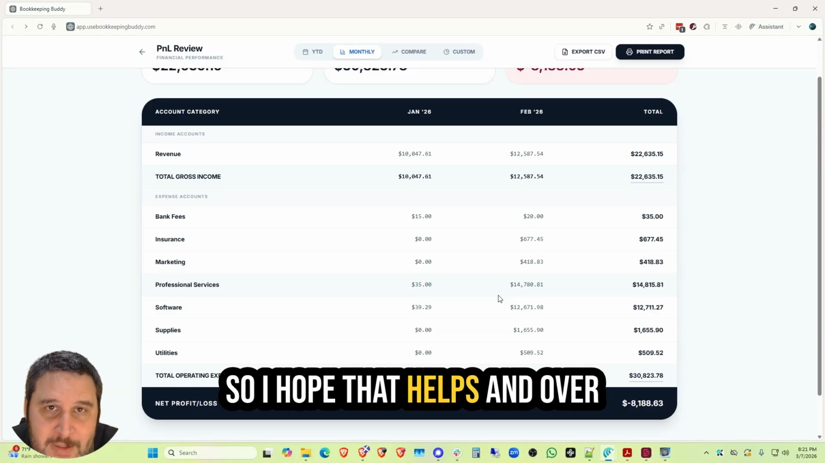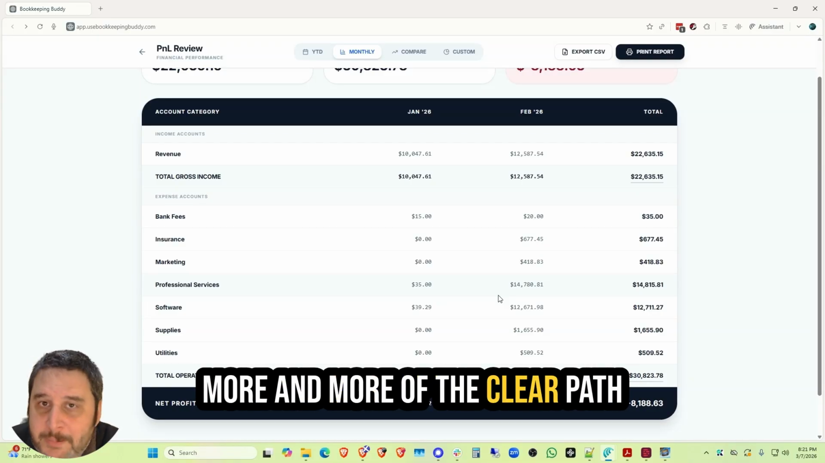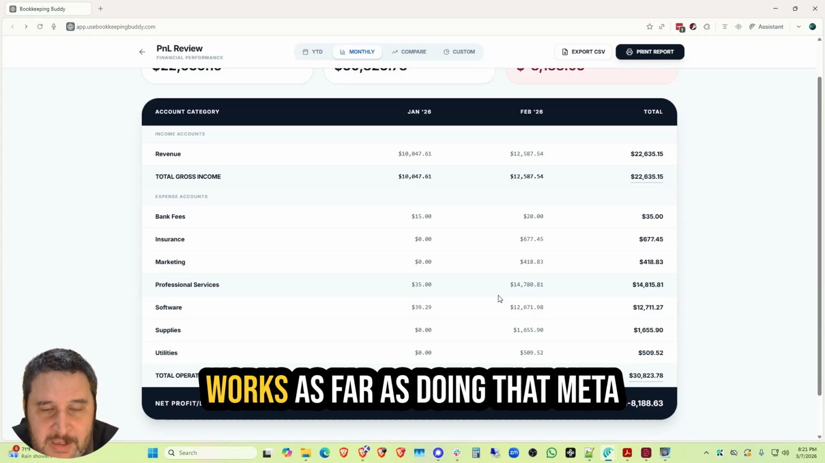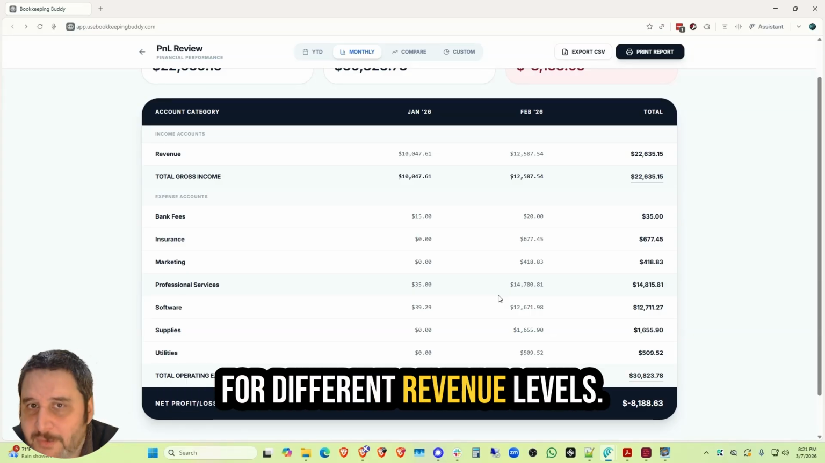So I hope that helps. And over time, I will start to show you more and more of the ClearPath framework and how that actually works as far as doing that meta categorization and what's appropriate for different revenue levels.